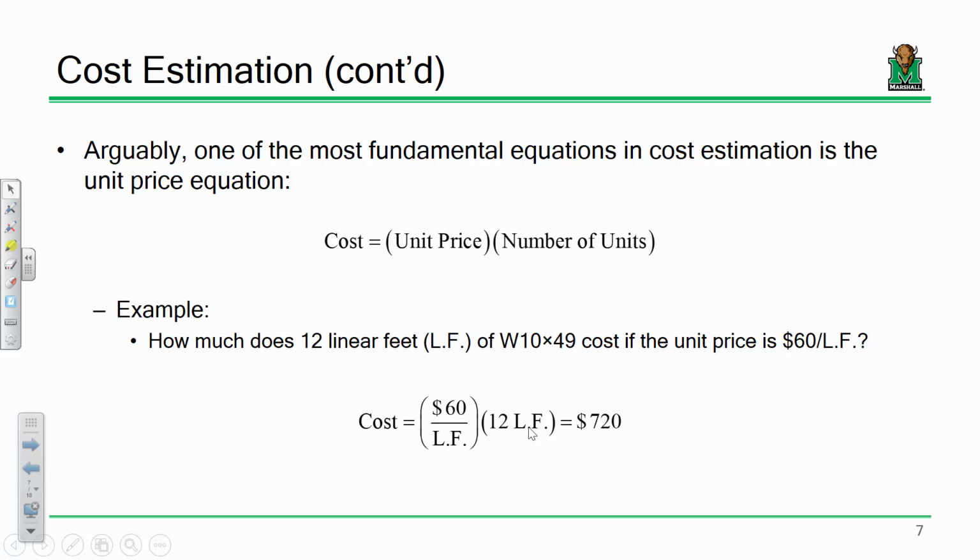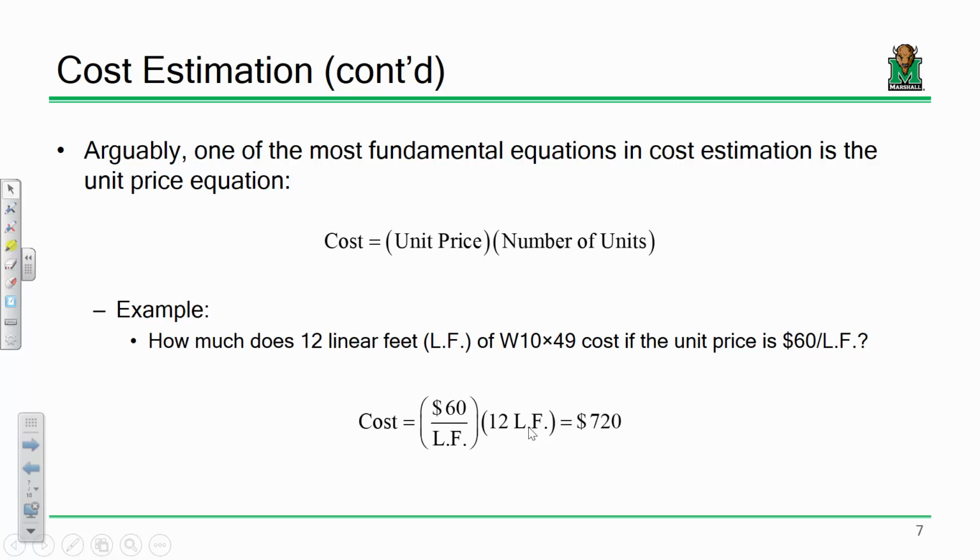Okay? So to start off, one of the fundamental equations that you'll ever use in cost estimation is the unit price equation. The idea is, if I have some component that costs so many dollars per foot, or so many dollars per square foot, or so many dollars per cubic yard, I take that unit price or unit cost, multiply it by the number of units, and that's the cost.